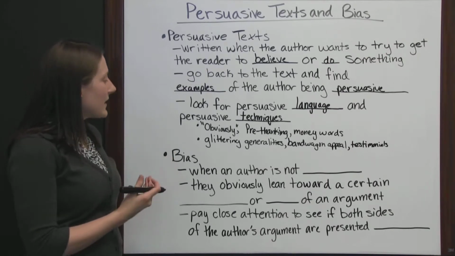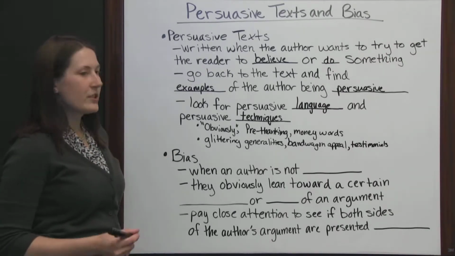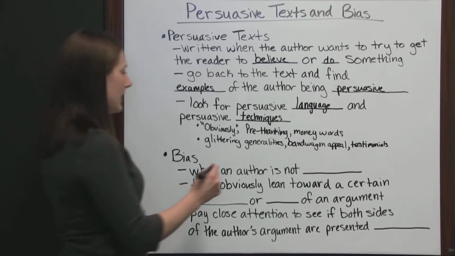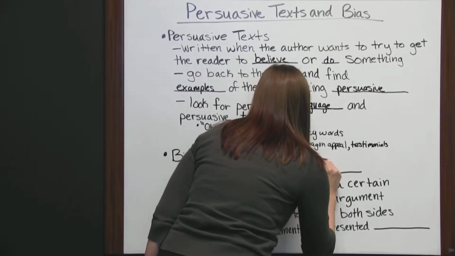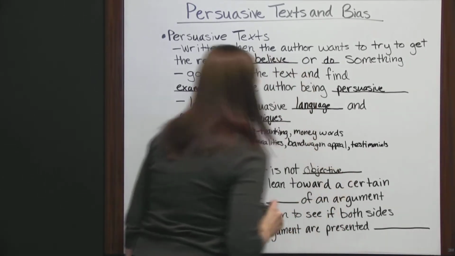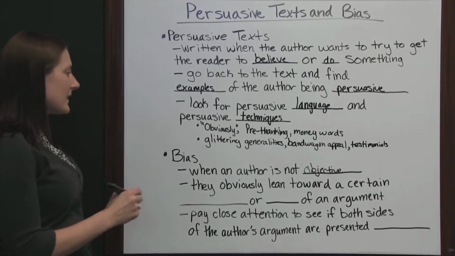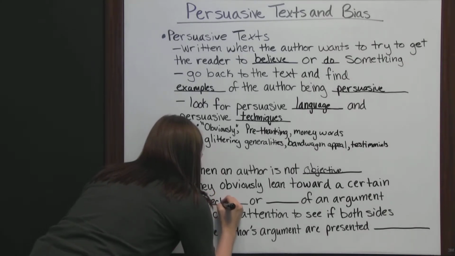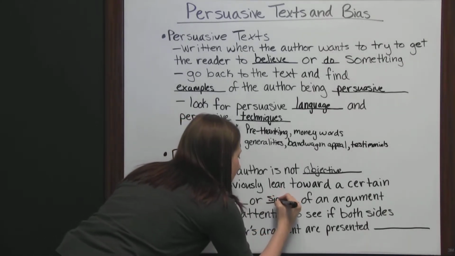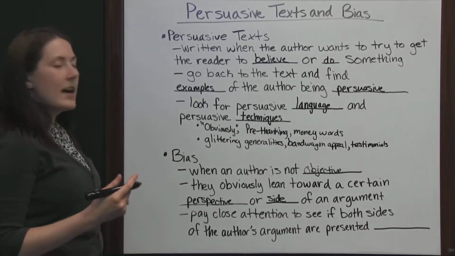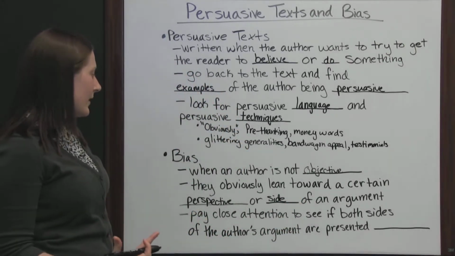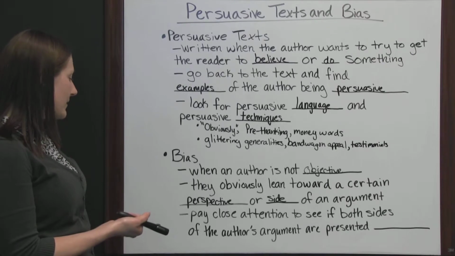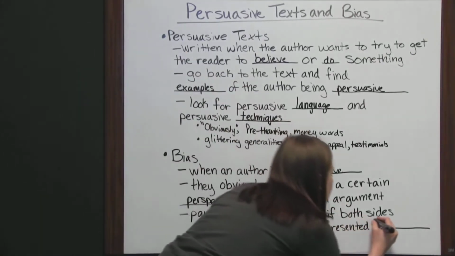Now that you've seen about persuasive text, let's talk about bias, which is somewhat related to persuasion. When an author is not completely objective, they have a bias. That means that they obviously lean toward a certain perspective or side of an argument. So if it's very obvious that an author is leaning toward one side or another, then they probably have a bias. So pay close attention to see if both sides of the author's argument are presented evenly.